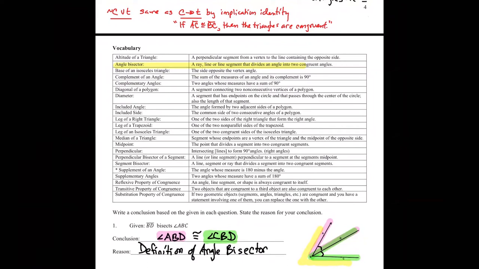Yeah, perpendicular bisector. Oh, segment bisector, there it is. Okay, took a sec. But the segment bisector: a line, segment, or ray that divides a segment into congruent segments. That's what is happening here. Right, so that rule would apply.